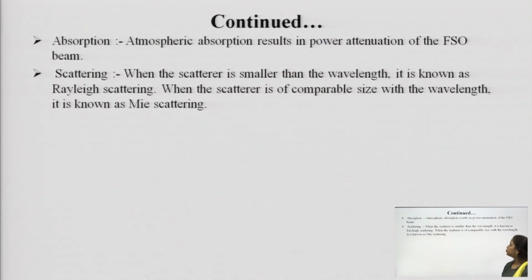Another is absorption: atmospheric absorption results in power attenuation of the FSO beam. Scattering: when the scatterer is small compared to the wavelength, it is known as Rayleigh scattering. When the scatterer is of comparable size with the wavelength, it is called Mie scattering, because droplets or any particles present in the atmosphere will lead to scattering of the signal, and this of course affects the FSO, that is free space optics.